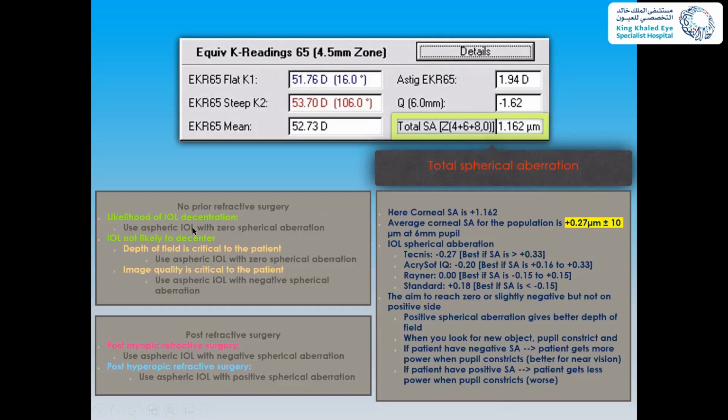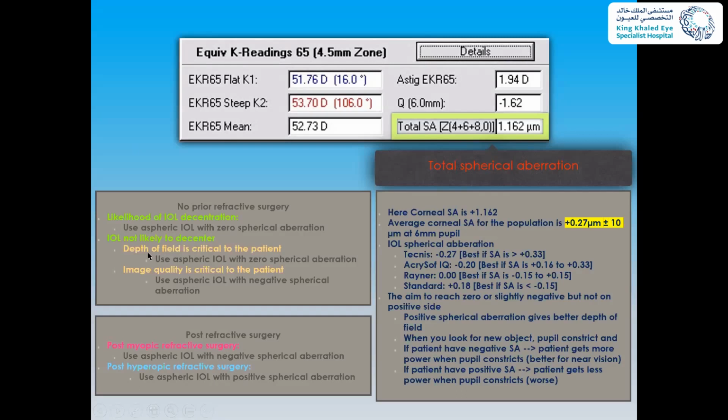So use an aspheric IOL, but with 0 spherical aberration, because if this IOL is decentered, you will induce coma and tilt, okay? So if the IOL is not likely to be decentered, so we are talking about a virgin eye, no refractive surgery, okay? If there's a chance it can be decentered because of zonular problem or the capsular problem, or you're not happy with the angle kappa, angle lambda, use a 0 spherical aberration lens.